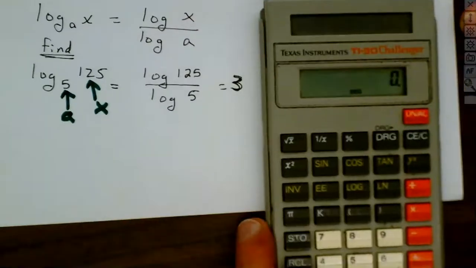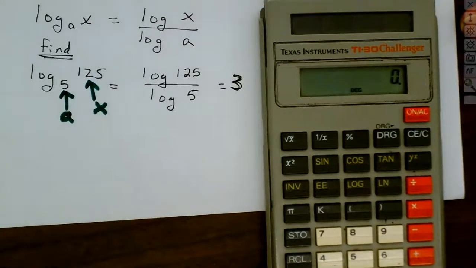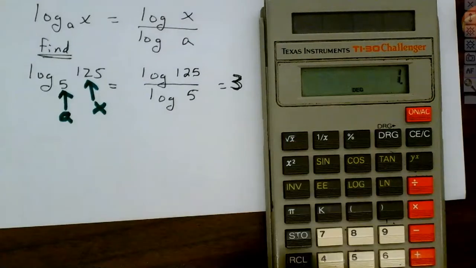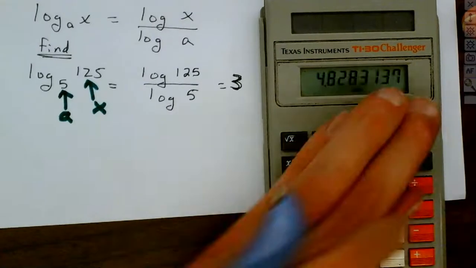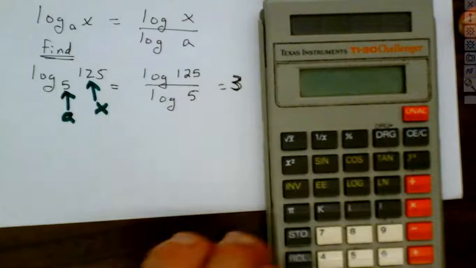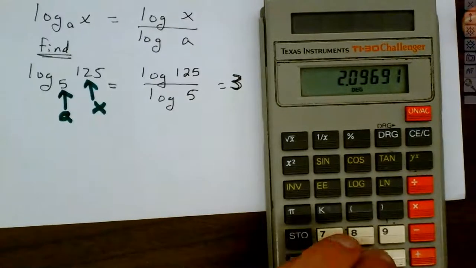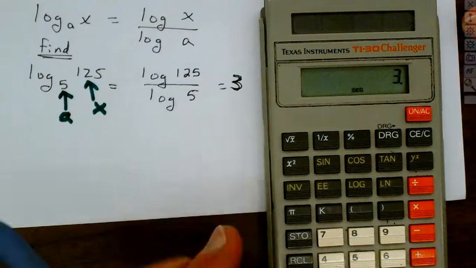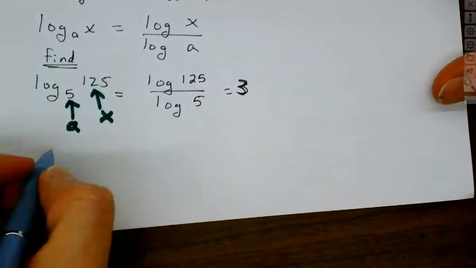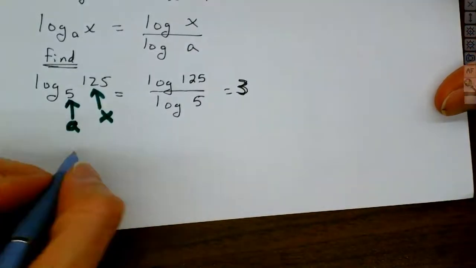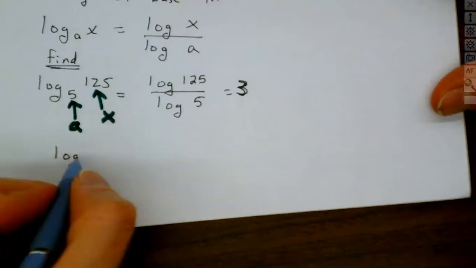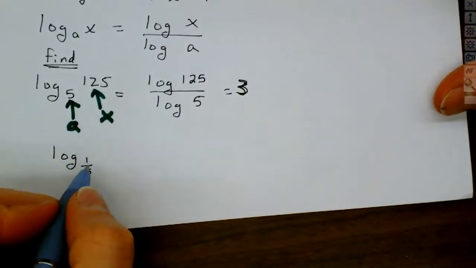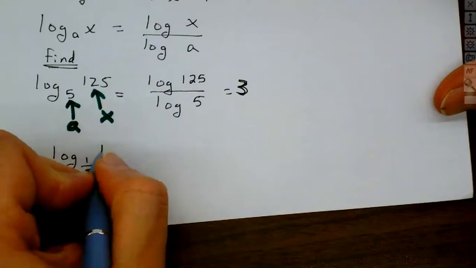You can also use our calculator here. Same thing, a little bit different. 125, hit your log key. Right, divide that by then log of 5. And that gives you the same what? 3. Let's do one more. How about I have you find log base 1/5 of 12.